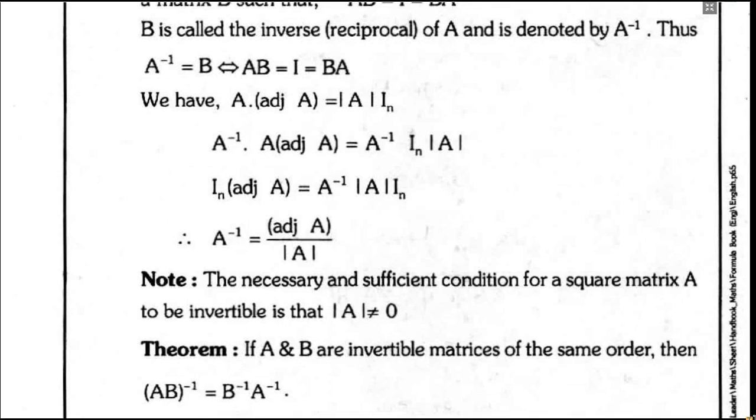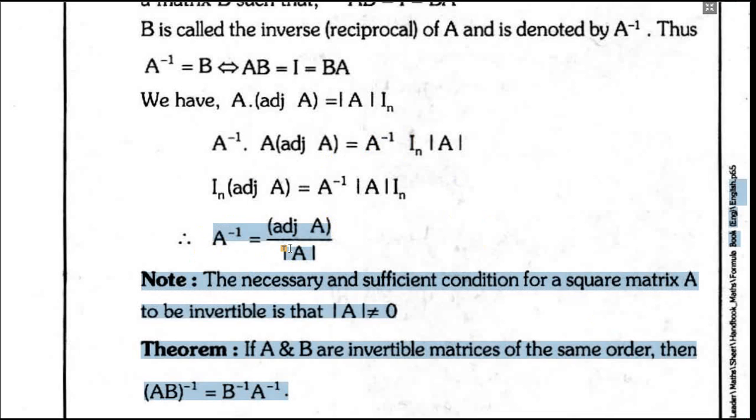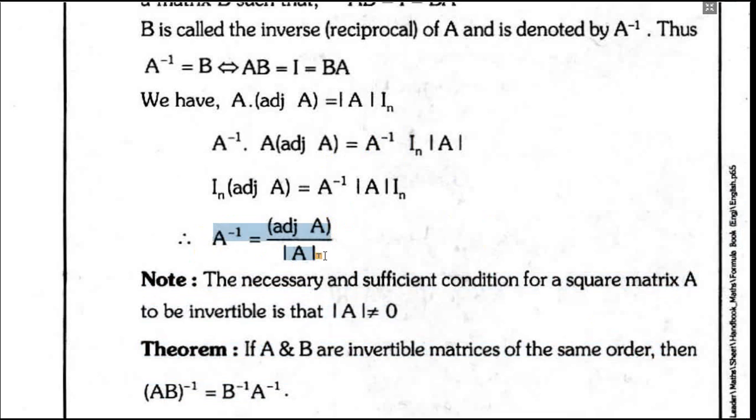We have A into adjoint A equals determinant A into the identity matrix. Pre-multiplying by A inverse, A inverse into A into adjoint A equals A inverse into determinant A into I. So adjoint A equals determinant A into A inverse, meaning A inverse is 1 upon determinant A into adjoint A. The value of A inverse you will get by adjoint A divided by determinant A.